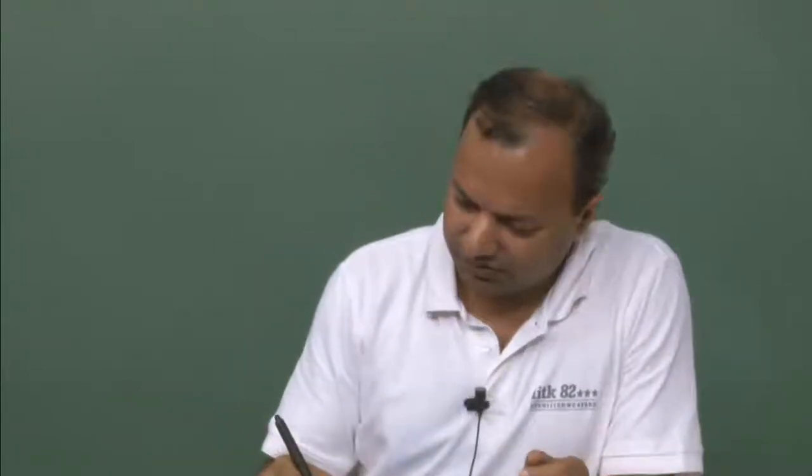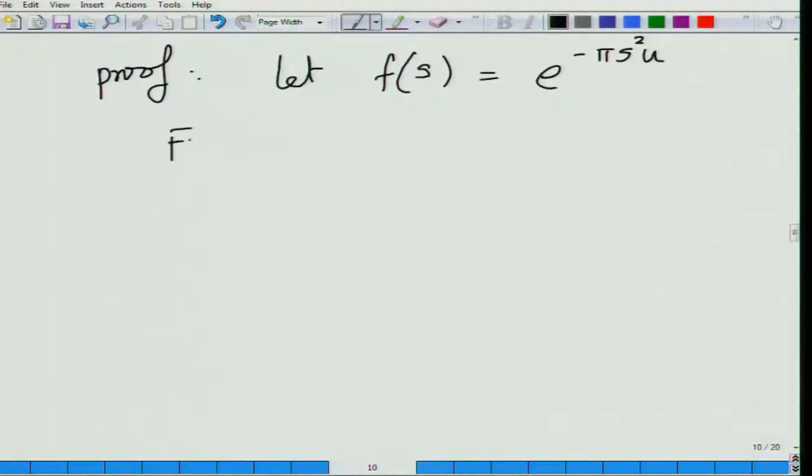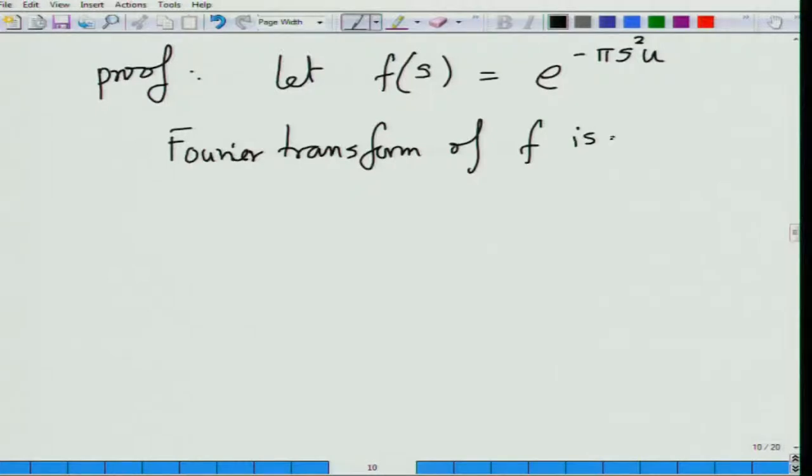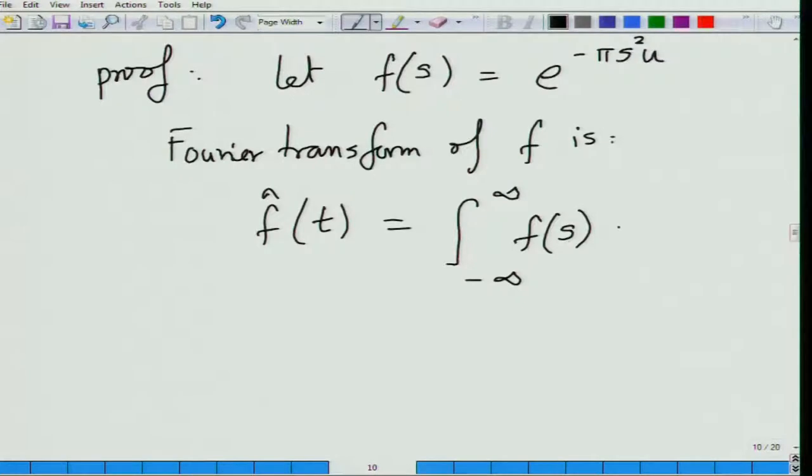So, we just define the Fourier transform to be, at t, the integral from minus infinity to plus infinity, you just take the entire span of the function, f of s e to the minus 2 pi i s t ds. Multiply the function by e to the minus 2 pi i s t and integrate from minus infinity to plus infinity.